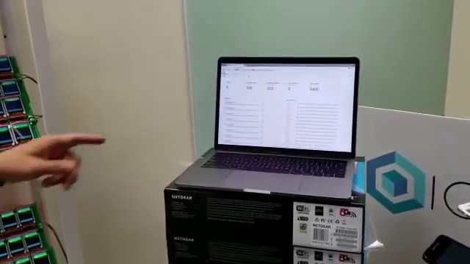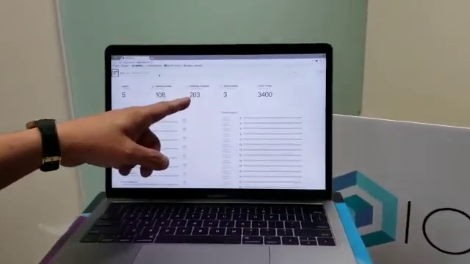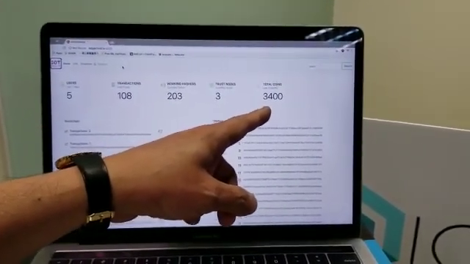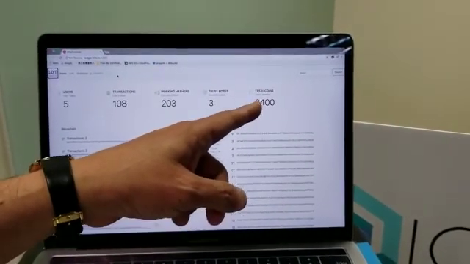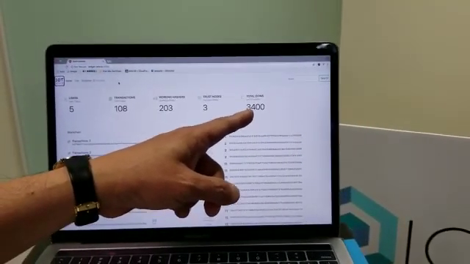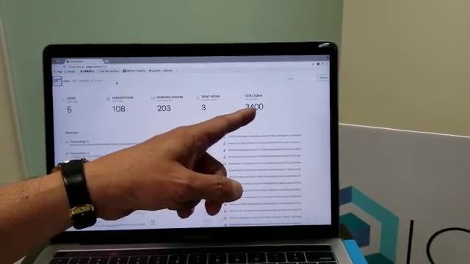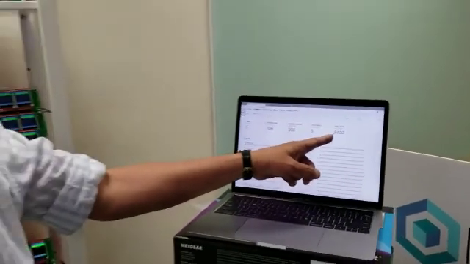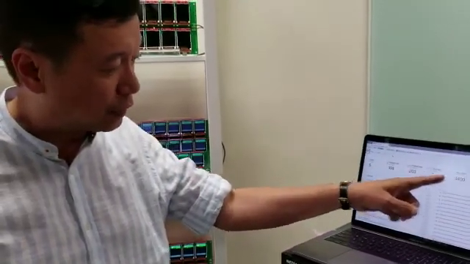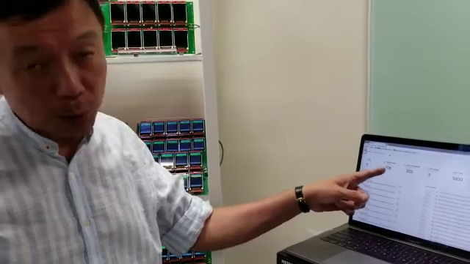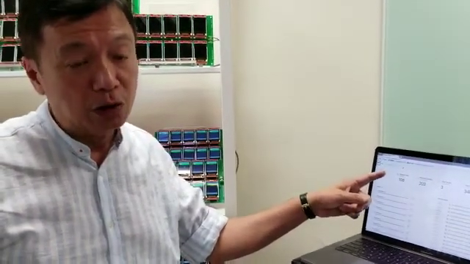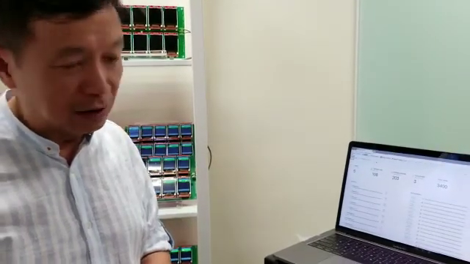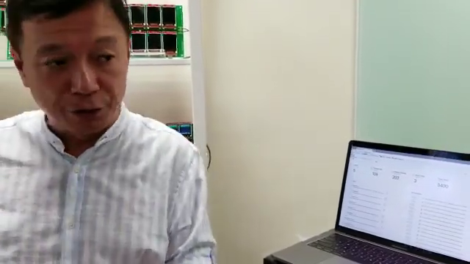We have 203 mining machines running right now, and the total amount of tokens is 3,400. With each transaction, 50 tokens are created as a mining reward. As you will see in the demonstration, during a transaction it will increase by 50. Also, the transaction number increases by 2 for each transaction. One is the transaction itself. The other is the mining reward going to the verification nodes.